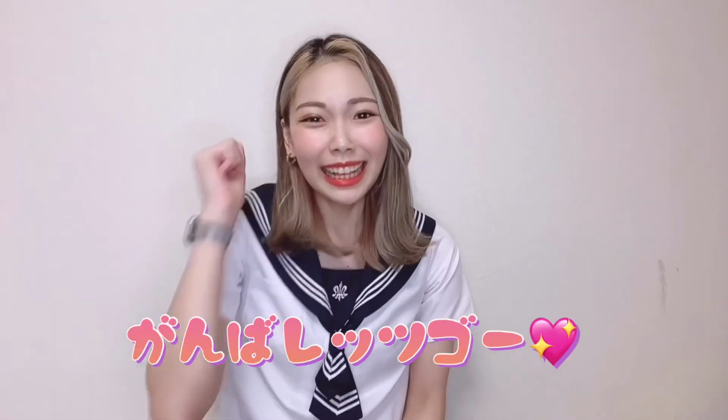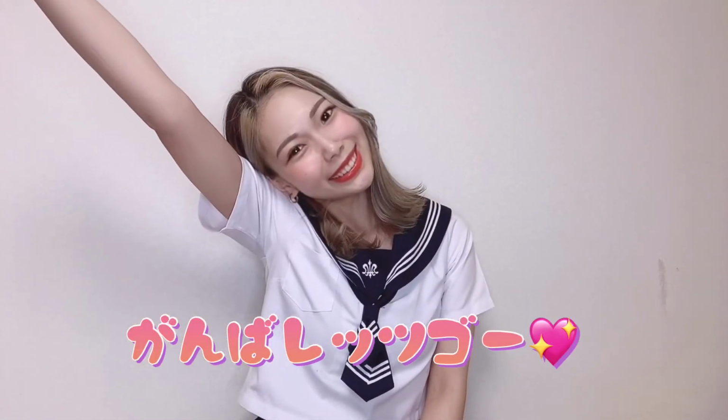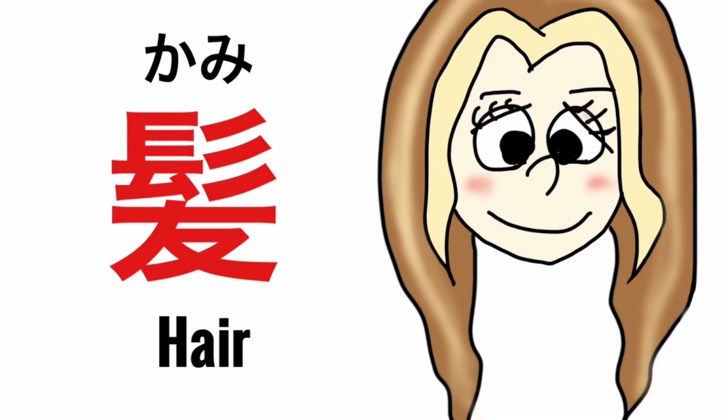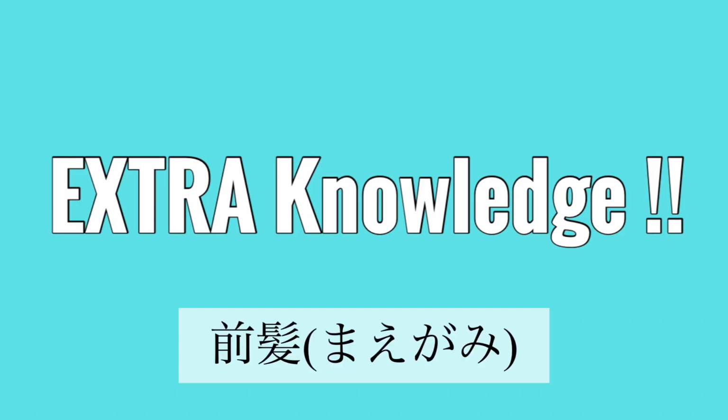それでは頑張れ、let's go! First, I'm going to introduce the vocabularies related to face. Face is 顔 in Japanese. 顔. Hair is 髪 in Japanese. 髪. Bang is called 前髪 in Japanese. 前髪. You put the kanji 前, which means front, in front of 髪.